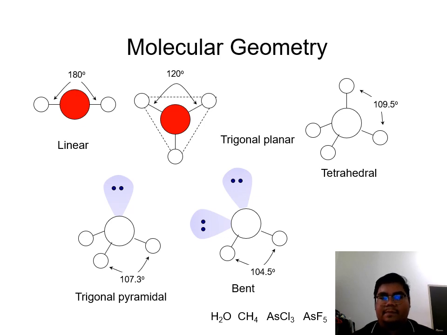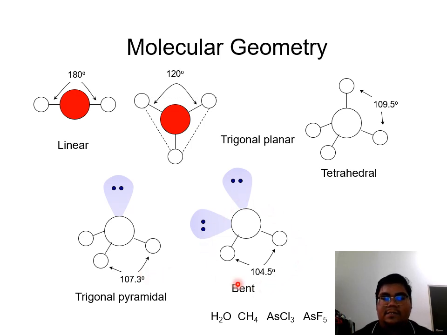So this is most likely 120 degrees, and if it's connected to four, we call it tetrahedral. This is most of the time 109.5 degrees. And if there's a lone pair, the lone pair here will repulse the bond here, a single bond made by this atom. It will push it downward, so the angle becomes smaller, which is 107.3 degrees.